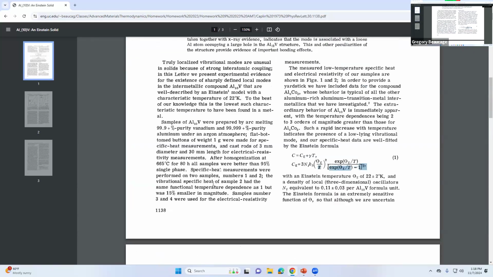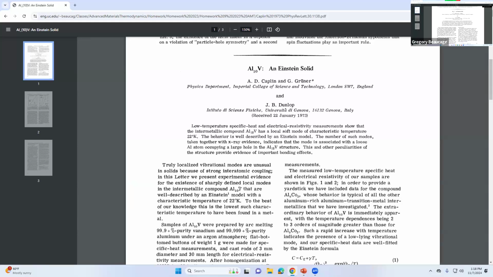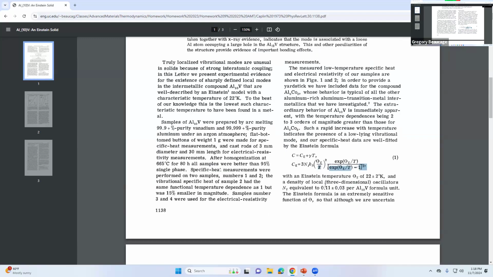The crystal here is called Al10V. So N_L is how many oscillators there are per Al10V formula unit. There's 0.1, so 10% of the Al10V has an aluminum atom like this. It's a rattler aluminum atom, just shaking around, and that's giving rise to all the heat capacity.